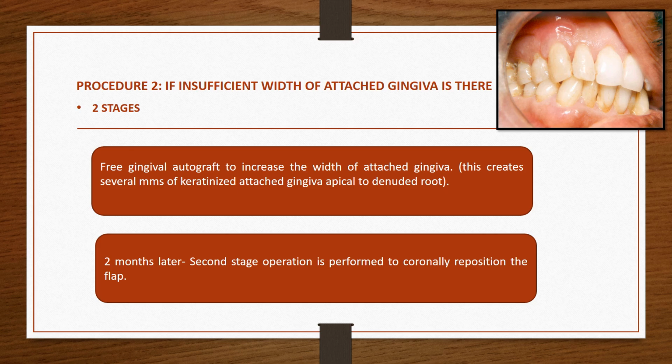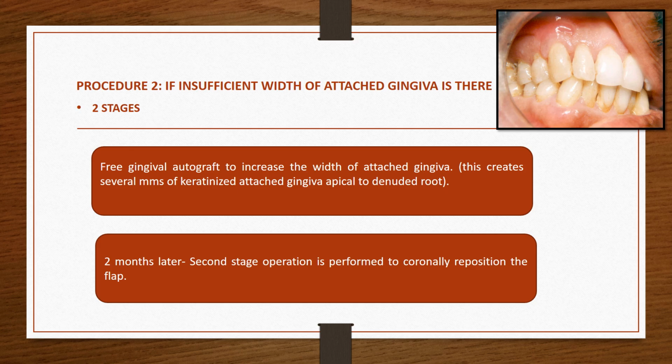So we have to have a free gingival autograft to increase the width of attached gingiva. This creates several millimeters of attached gingiva apical to the denuded root. Then, 2 months later, a second stage operation is performed to coronally reposition the flap. Okay, so always you have to think of the same procedure: vertical incisions should be given, and then we have to make a bed for it.